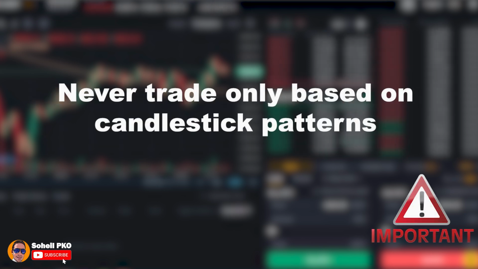But please pay attention that you should never take your trading decisions only based on these candles and patterns. They only give you some hint about the balance of buying and selling forces behind the scenes, and these candles and patterns must be used in conjunction with other tools and aspects of technical analysis.